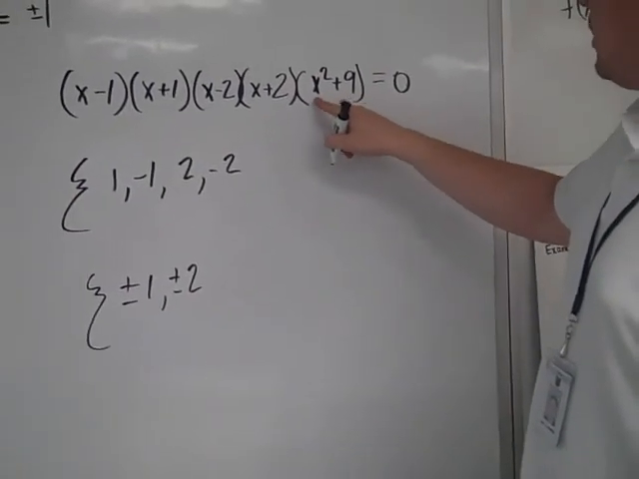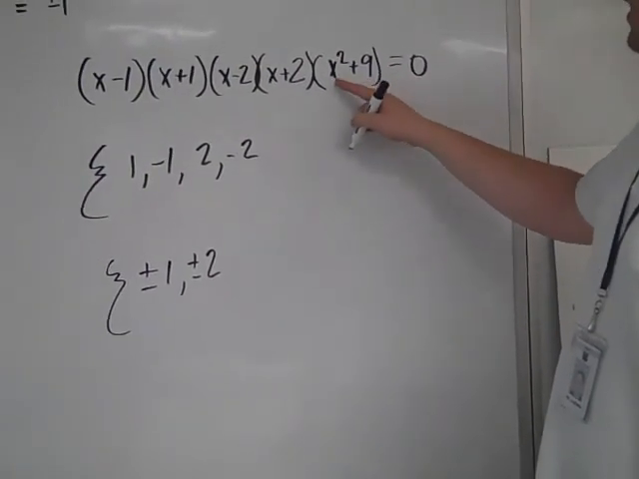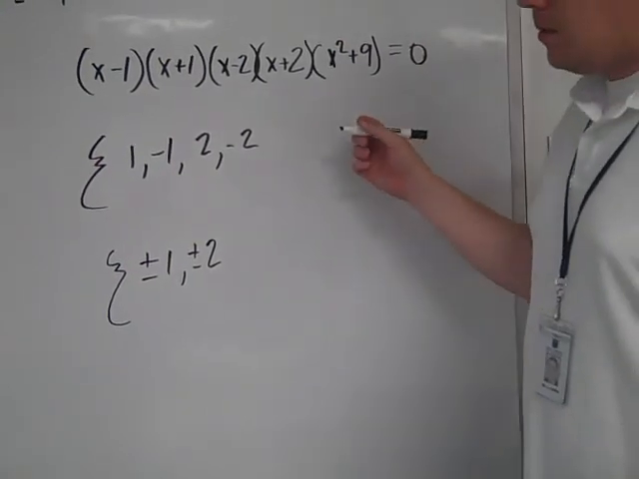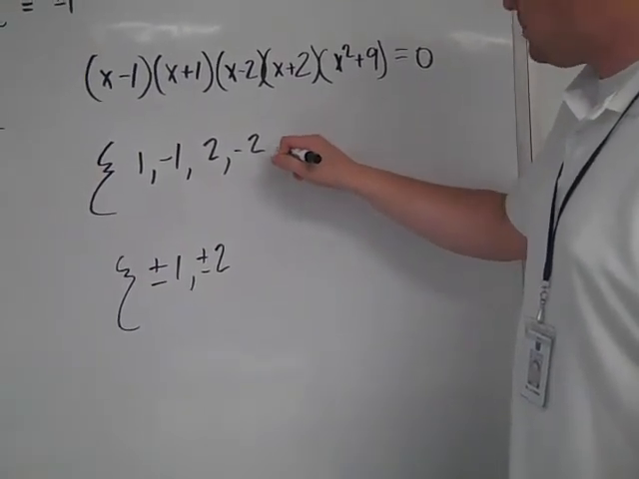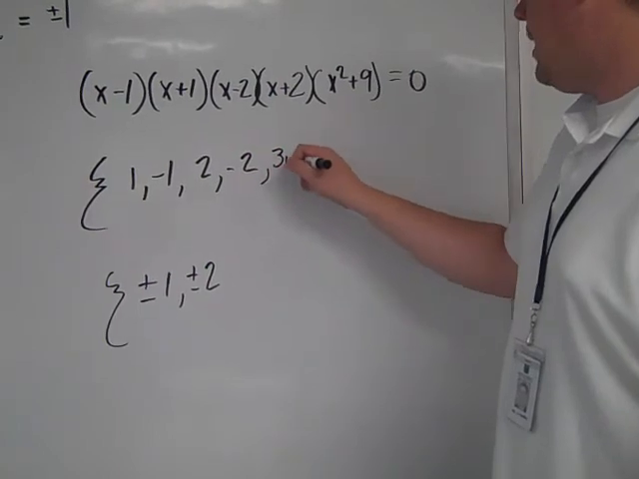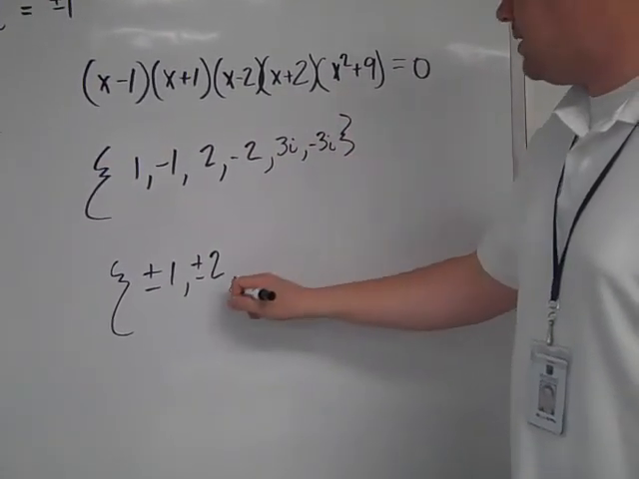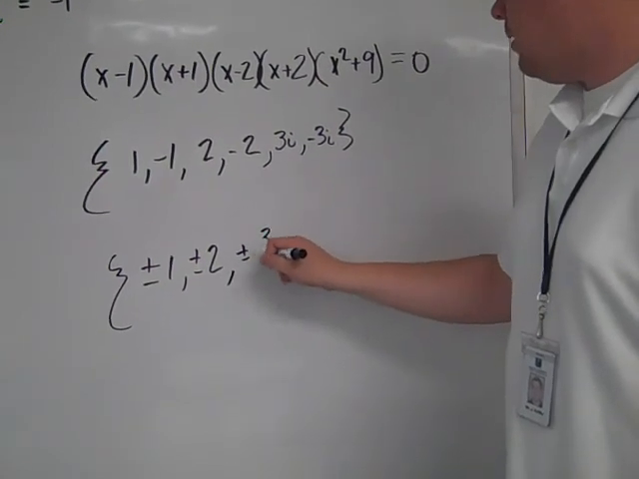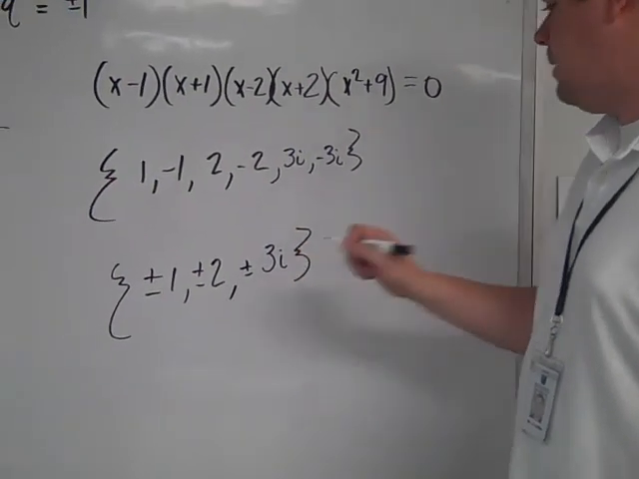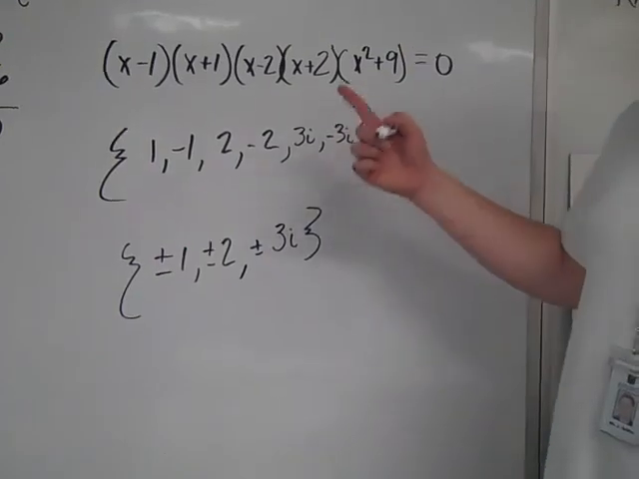And then this right here, I'm going to have to solve for. If I say x squared plus 9 equals 0, then I'm going to have x squared equals negative 9. So remember my imaginary numbers. This is going to be 3i and negative 3i. Or if we want to save time, we could say plus or minus 3i. And those are going to be my roots of our original equation.